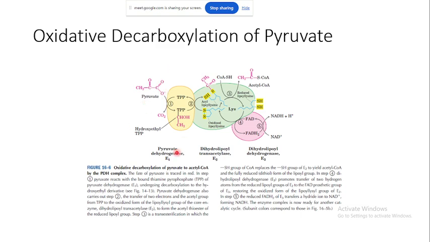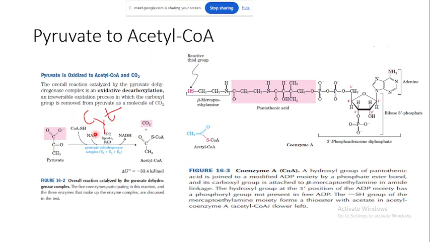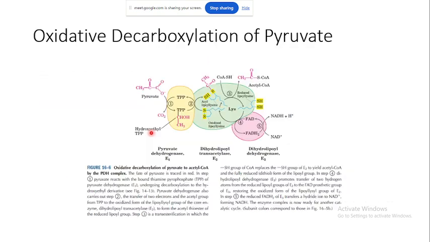So this is the oxidative decarboxylation of pyruvate, because there is oxidation. It is releasing electrons, so it is oxidation, and there is a removal of the CO2 group. That means it is decarboxylation also. So that's why this reaction is called oxidative decarboxylation: removal of the CO2 group along with the oxidation. So how does it happen?